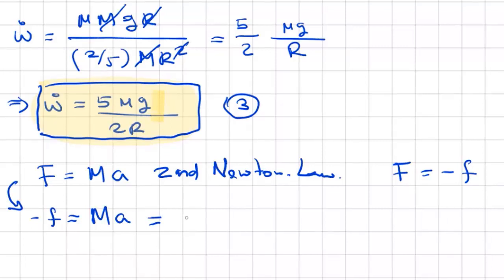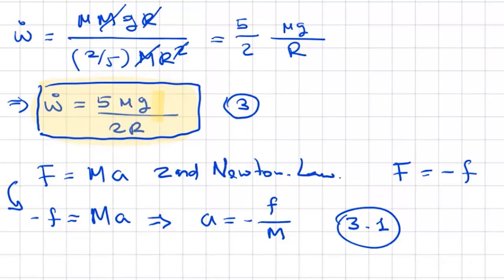Then the acceleration of the ball is going to be minus F divided by the mass. Obviously, a is the acceleration of the center of mass. And we know the center of mass is at the center of the ball. Okay, so let's call this equation 3.1, and we will use this equation later in a little bit. For now, let's hold on with it and keep moving.